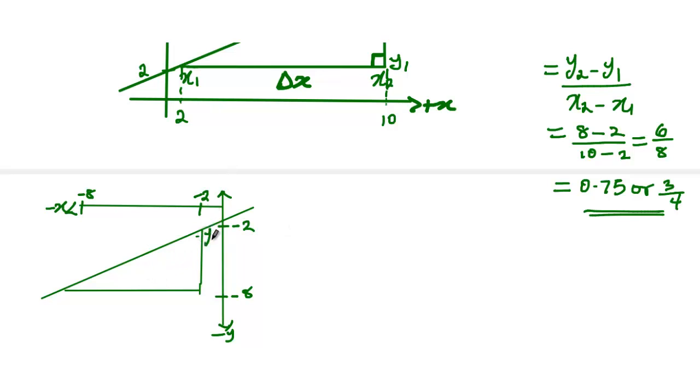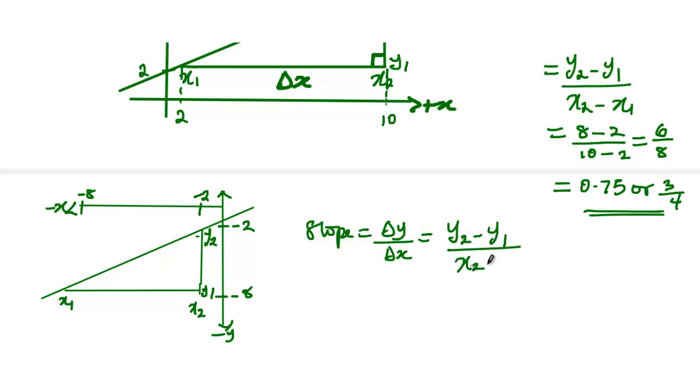This is y2, this is y1, this is x2, this is x1. So slope in this case is change in y over change in x, which is y2 minus y1 over x2 minus x1. So y2 is minus 2, minus y1, which is minus 8. Then over x2, that is minus 2, minus x1, which is minus 8.